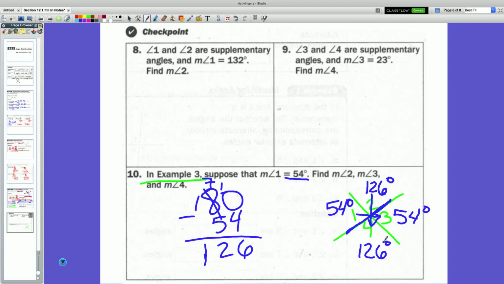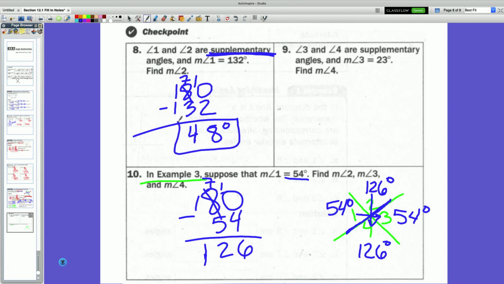All right, go ahead, pause the video, enter your answer over on the right-hand side, and hit continue then to see how you do on checkpoints 8 and 9. All right, so we're gonna supplementary, meaning they add up to 180. So I'm gonna have 180 minus 132. Borrow here. 10 minus 2 is 8. 7 minus 3 is 4. So 48 degrees. Over here, again, supplementary.